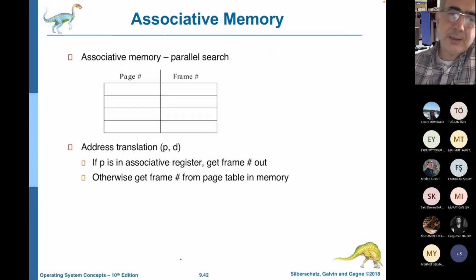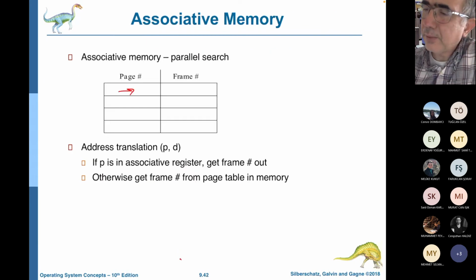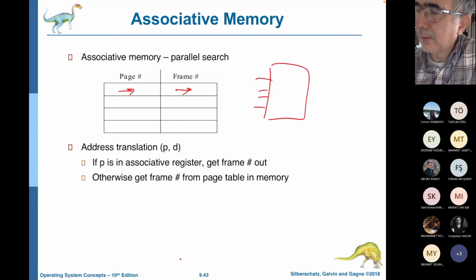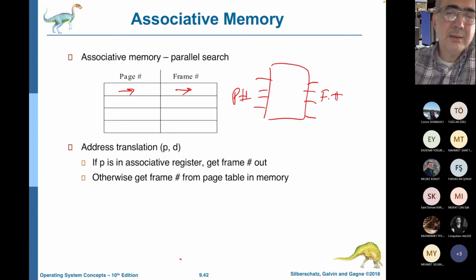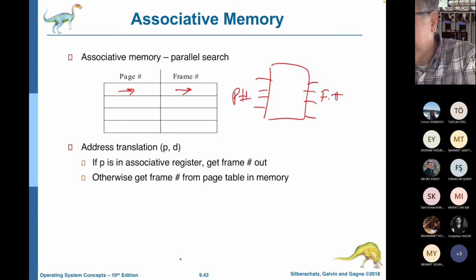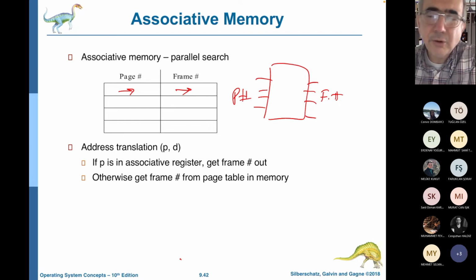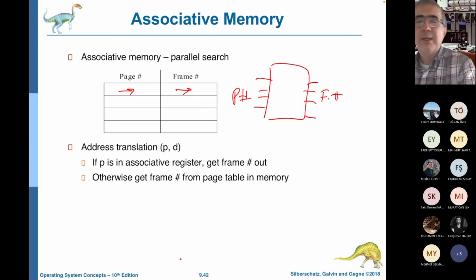So this is like a database. When you enter a page number, the chip outputs the frame number in zero time. There is a gate network inside, like an FPGA, that can automatically give out the frame number. So when you connect that to the memory management unit, it can compute the relevant frame number in no time.